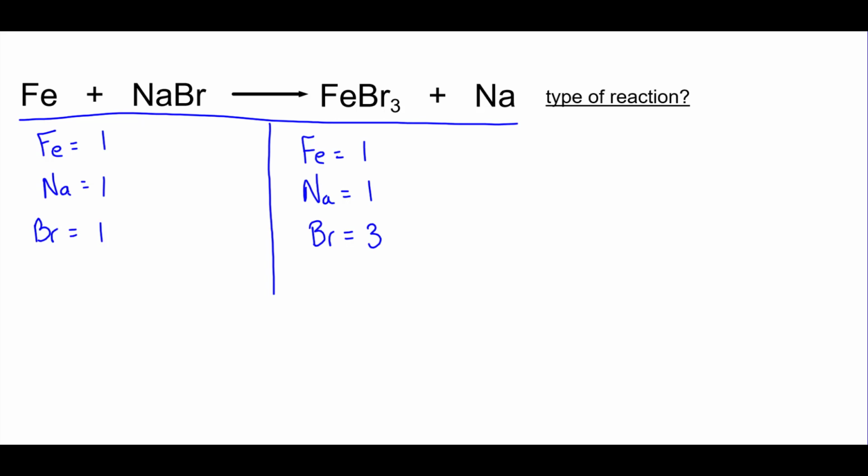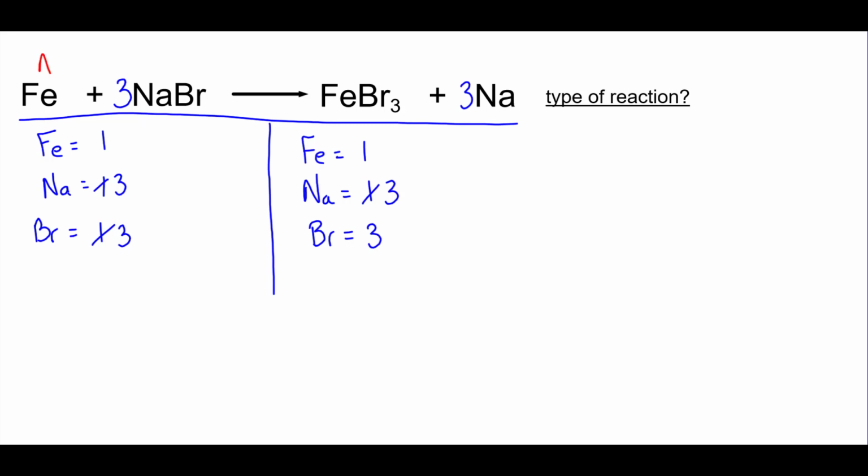So I just need to look at the bromines because I have 3 on the right and 1 on the left. So I need a coefficient there, and that'll make 3 bromines, but also 3 sodiums. So I can fix that pretty quickly by putting a 3 out in front of sodium, and then everything's balanced.